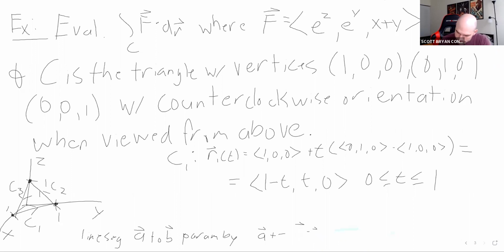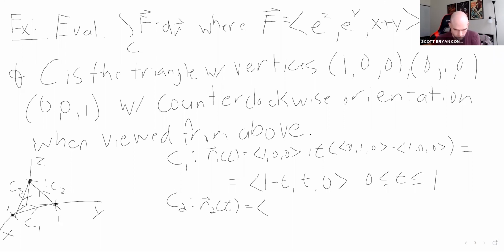And then I'll just go ahead and write down the other two, doing the same thing. So C2, we'll parameterize that by R2 of t. So x, we start at 0, we end at 0, so that's going to be 0. Y, we start at 1, we end at 0, so that's minus 1 times t. And z, we start at 0, we end at 1, so that's 0 plus 1 times t, which is just t.